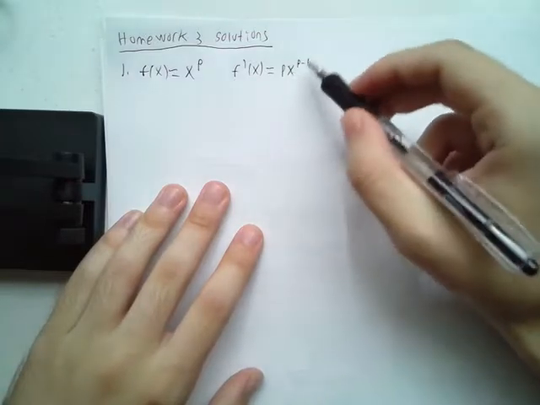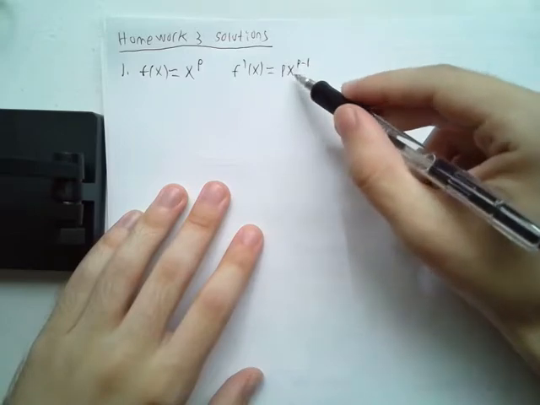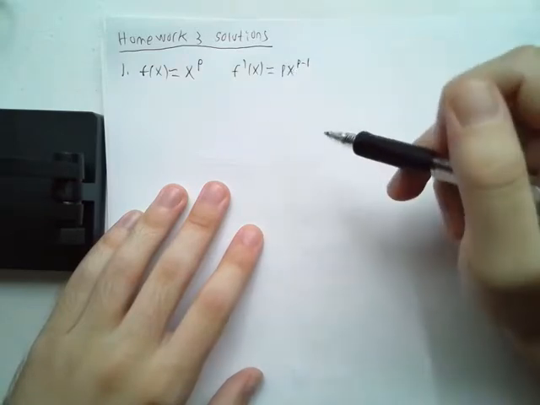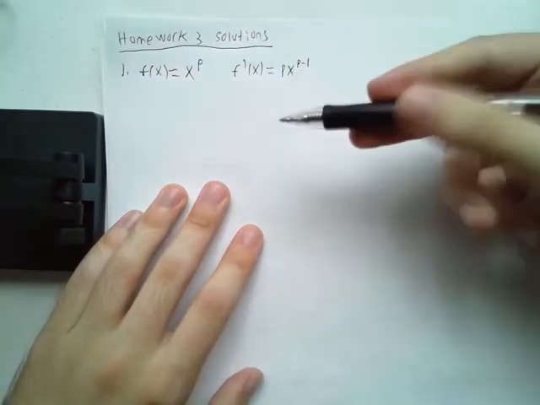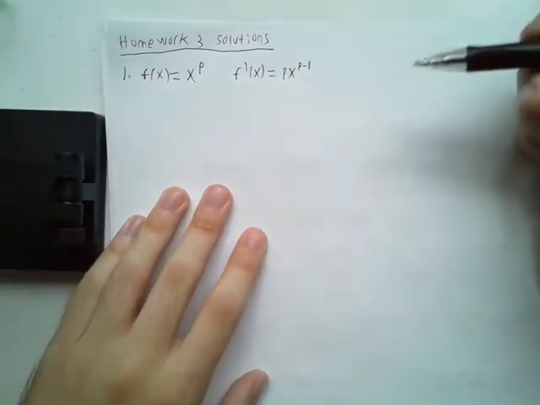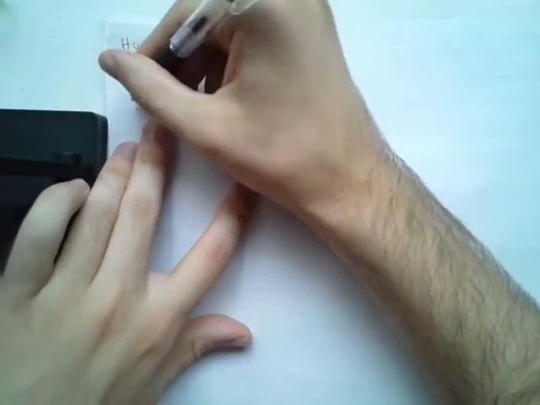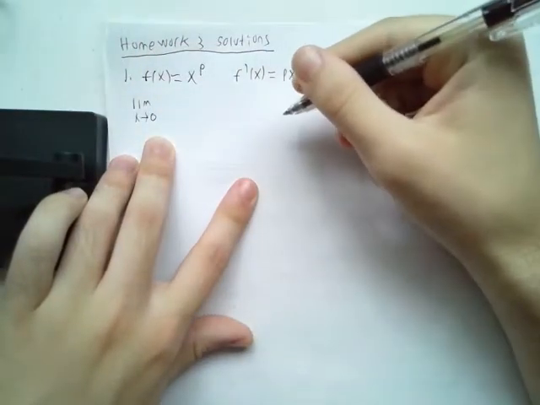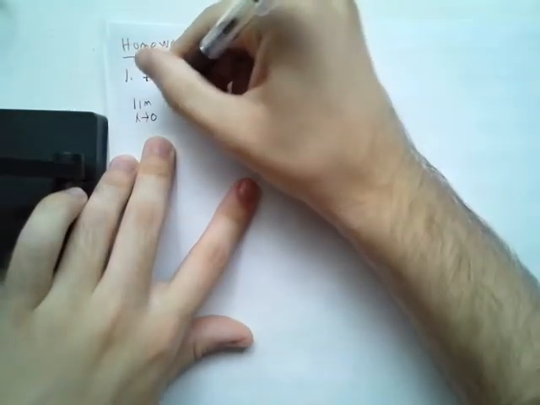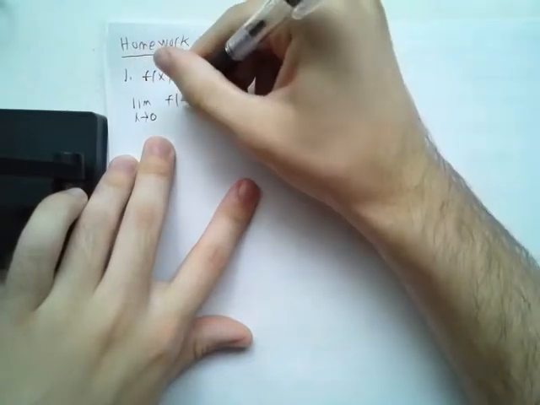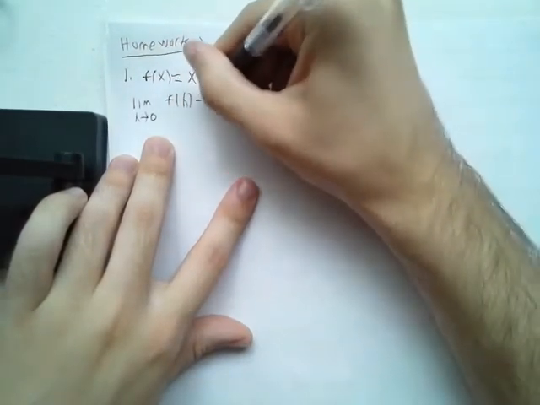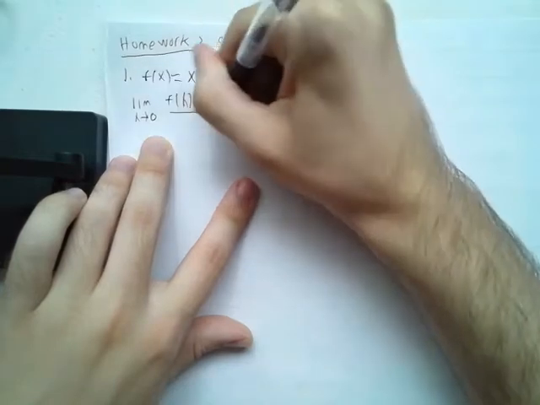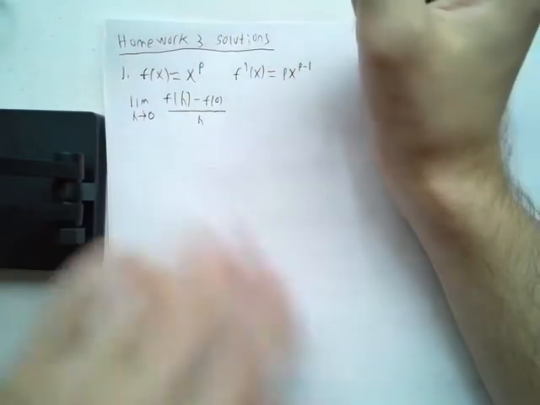Is this a problem with the power rule where it's just giving us an undefined answer, or is it really the case that the derivative shouldn't be defined there, or the function is not differentiable there? So let's take a look at our definition of derivative at 0. We have the limit as h goes to 0, f of 0 plus h, which is just h, minus f of 0, divided by h.